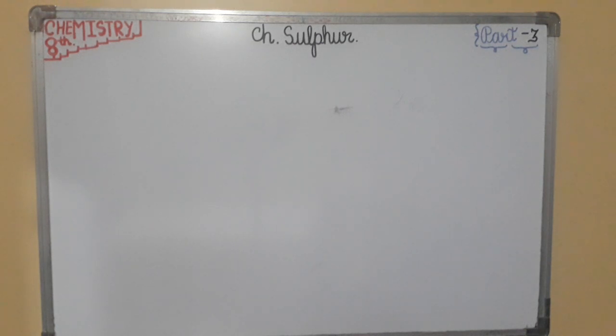Now, allotropy of sulfur means sulfur exists in more than one physical form. This phenomenon is called allotropy. The allotropic forms of sulfur are broadly classified into crystalline and amorphous.